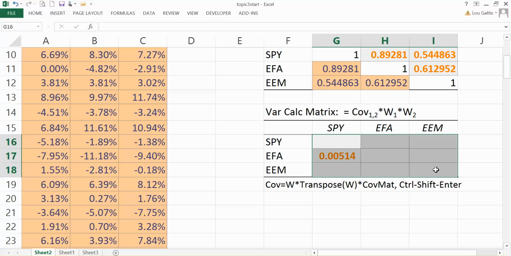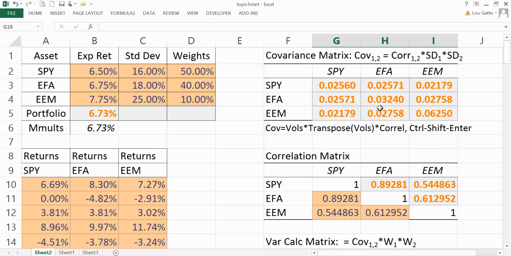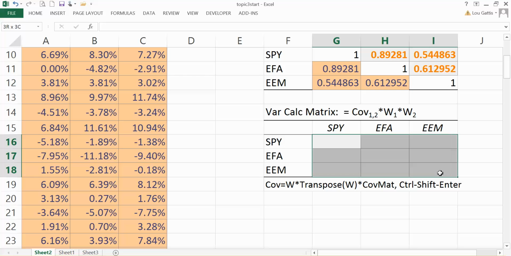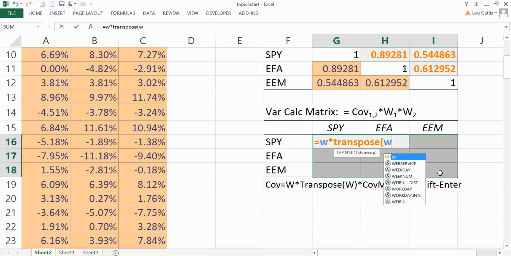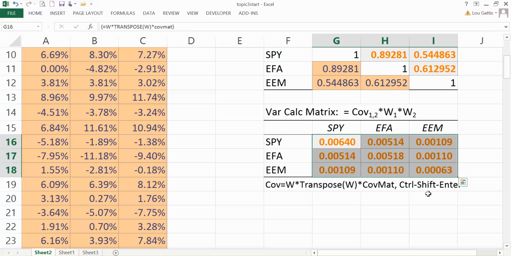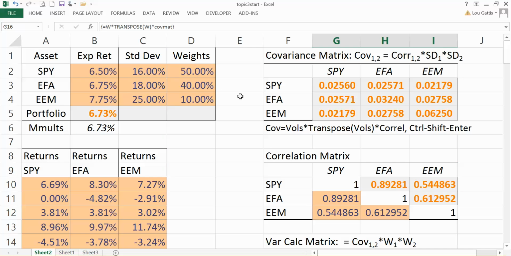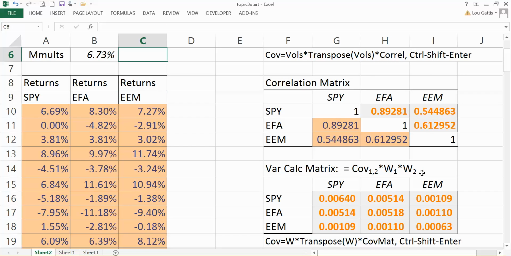But again, there's going to be a trick just like the last one. Let's give this matrix right here a name. Let's call it CovMat, for covariance matrix. And we already called this column W. So I can just highlight this whole range, equals W times transpose W times CovMat, Control-Shift-Enter. These are my 9 terms. If I add these numbers together, let's just say sum, that'll give you my portfolio variance.